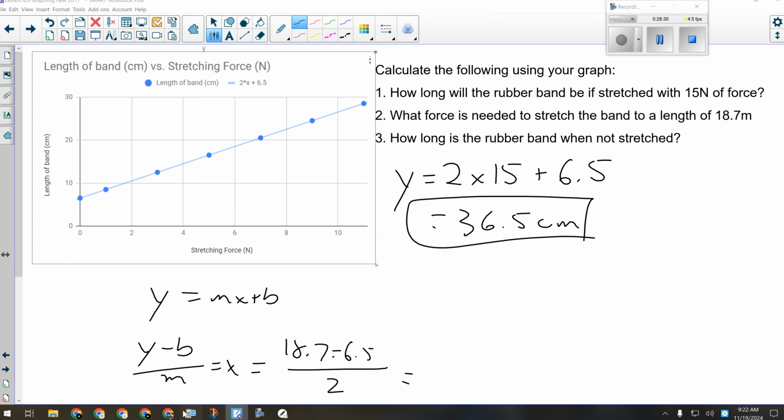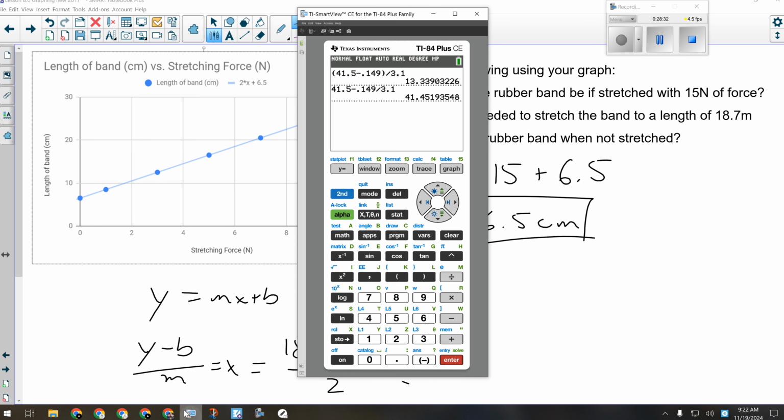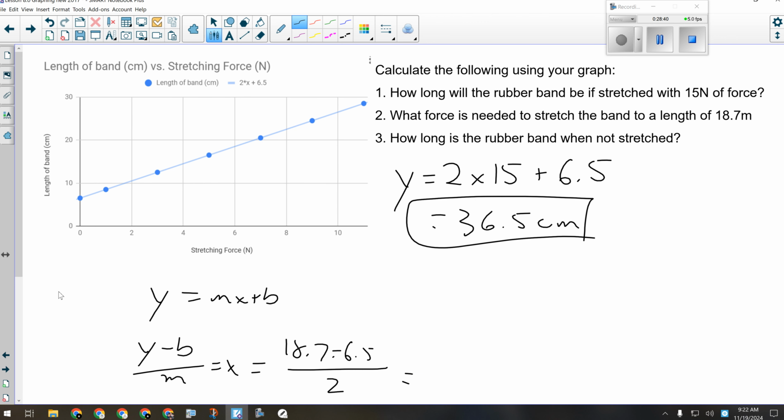Okay, so 6.1 newtons would be about how much force we would need. Okay? How long is the rubber band when it's not stretched? 6.5 centimeters. Okay? All right, last thing.